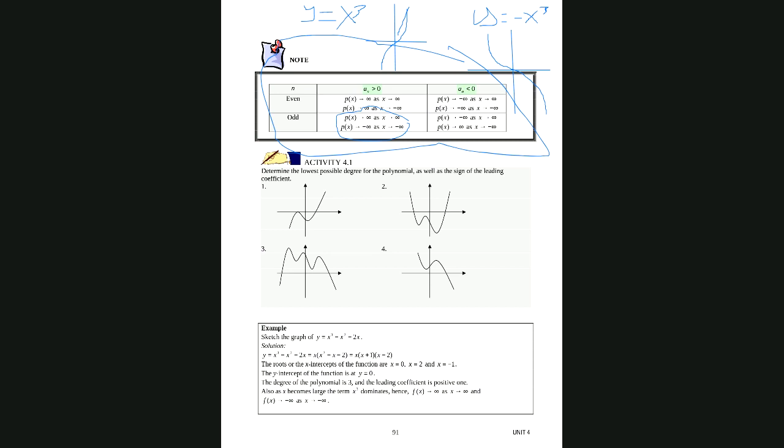Which graph are we looking at? Number 1. Can you come again? Can you repeat what you said? No, sir, it's okay. I figured it out. Okay.